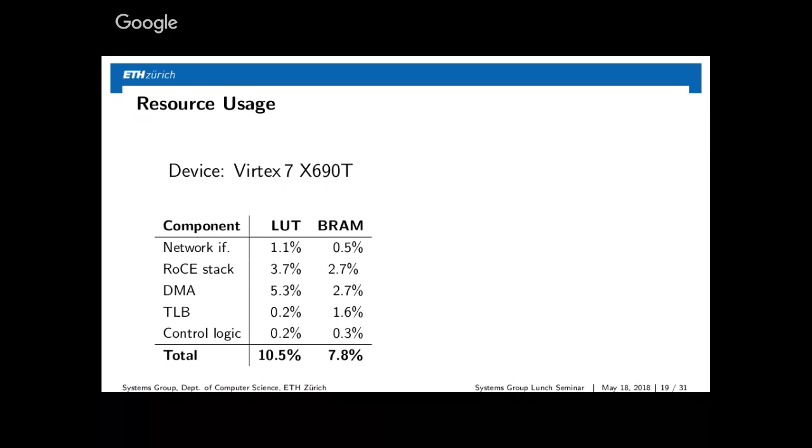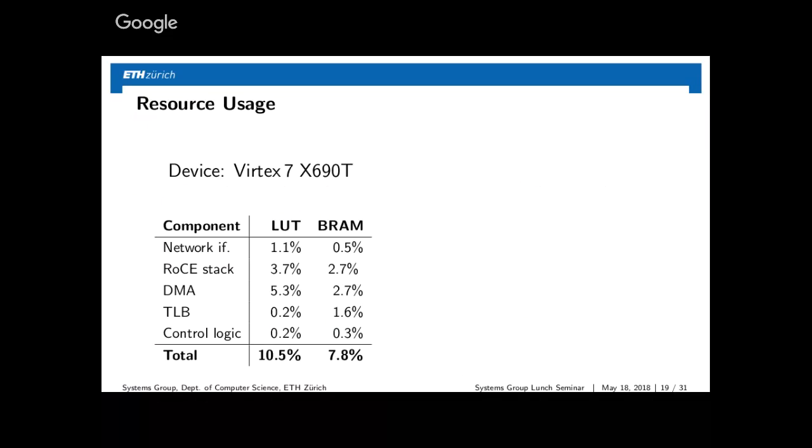And obviously, one thing with FPGA is always everything we implement requires resources, which means there's less space for other things. In our case, we want to do this processing in network. So the question is, how much resources are we using to implement the RoCE stack and so on? So this is a Virtex 7. And you see, for the logic resources, we use around 10%. And BRAM, which is essentially on-chip memory, we use around 8%.